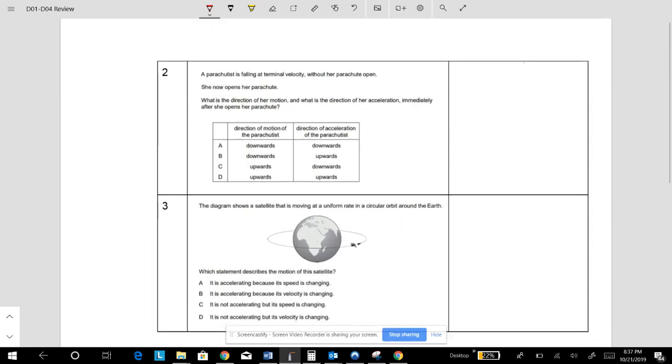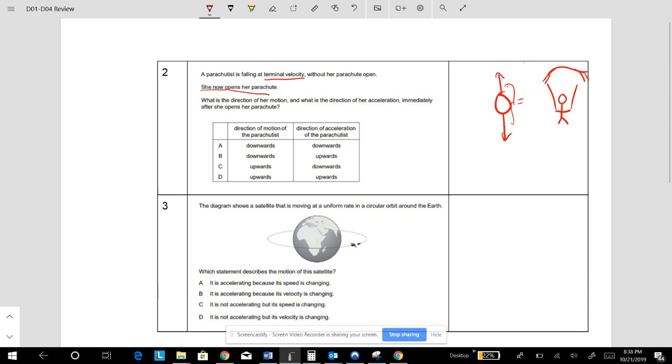A parachutist is falling down at terminal velocity. So when something hits terminal velocity, basically that means the force of air resistance is equal to the force of gravity pulling on it. So these two forces would be equal. Okay, without the parachute open, she now opens her parachute. So here's a little parachutist. As they fall, she's going to open her parachute. So I'll draw her little parachute right now.